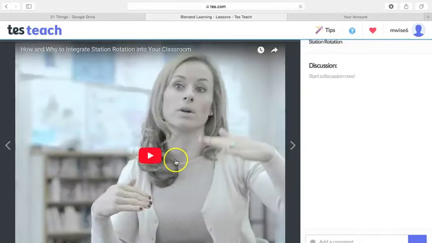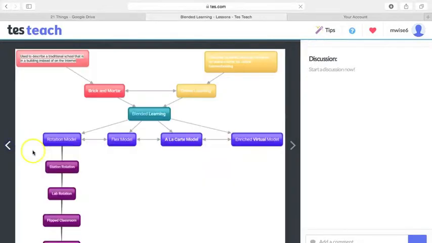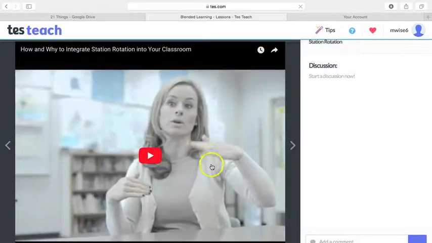So I'm going to move on. This video is going to be the station rotation, so it is the first thing here underneath the rotation model. I really love this video. It'll probably be our last video that we're going to watch. It's about 5 minutes here, but she does a great job of explaining station rotation, how she sets it up in her English classroom, and what her students do with the technology. So go ahead, pay attention to the technology and again how you can incorporate this into your classroom.